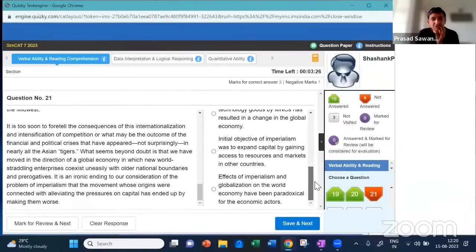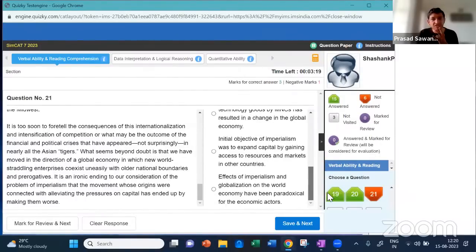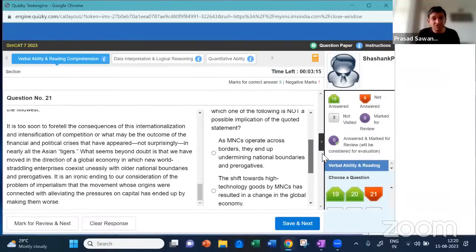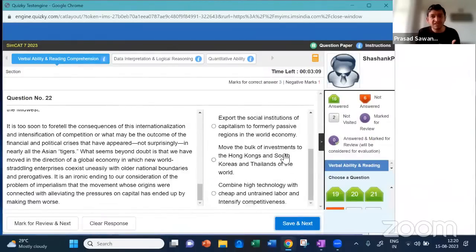The initial objective of imperialism was to expand capital by gaining access to resources and markets in other countries. This is fine. Three is what we have been talking about. So it cannot be a possible implication. It's paradoxical, fantastic. Fourth is very good. It's paradoxical, they end up undermining. I think second is the one, because first again talks about undermining national boundaries. So it's in a negative sense.